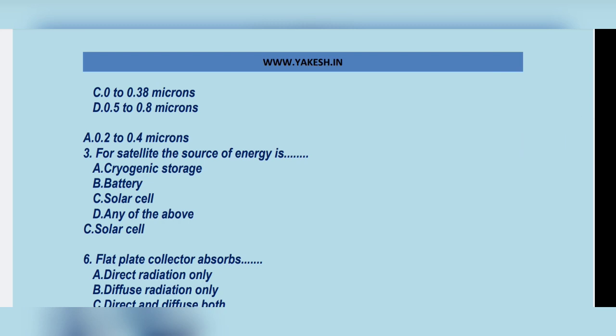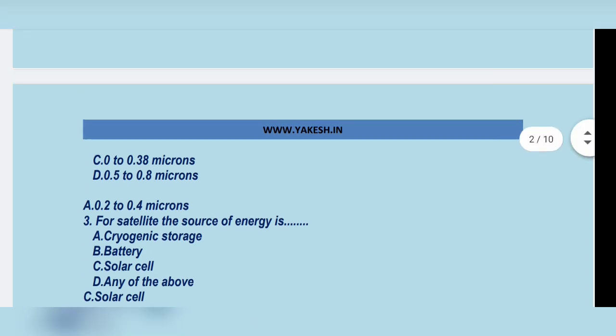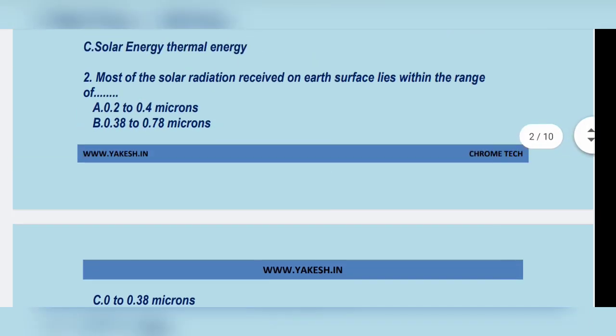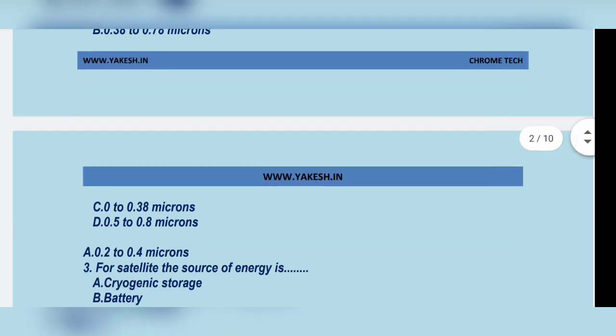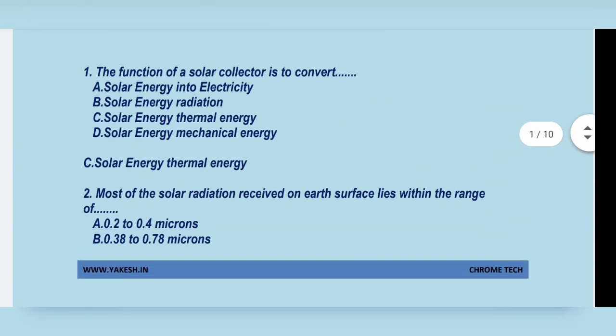For satellite the source of energy is solar cell. Most of the solar radiation received on Earth's surface lies within the range of option A, 0.2 to 0.4 microns. The function of solar collector is to convert solar energy into thermal energy.